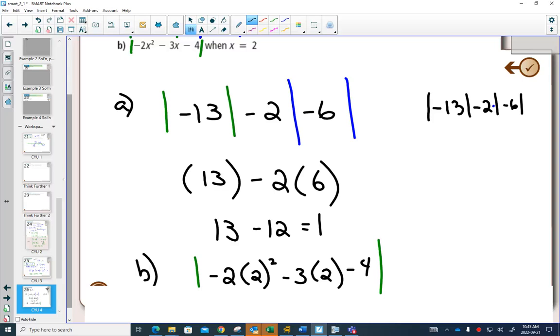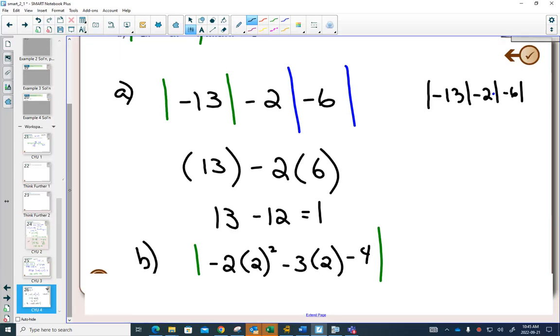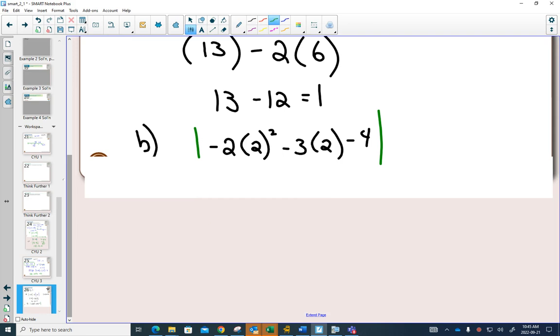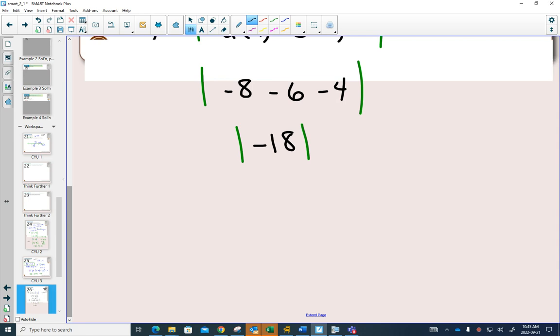So order of operations, I would do 2 squared first, which is 4 times the negative 2. That'll be negative 8. Minus 3 times 2 will be minus 6, minus 4. And I get negative 18 inside the absolute values, so this just becomes positive 18.